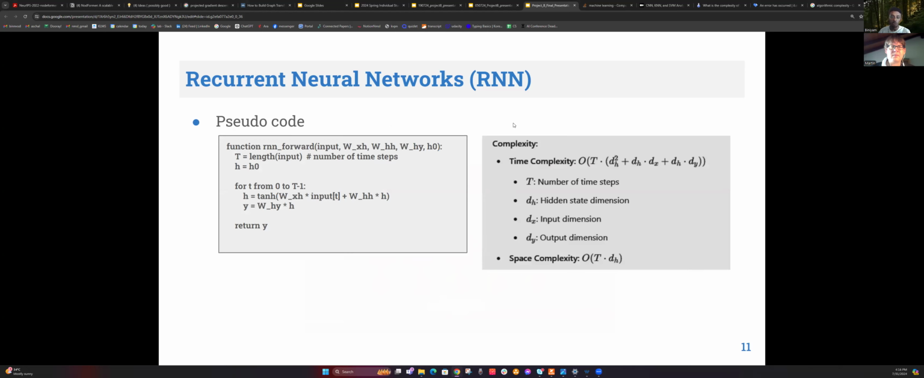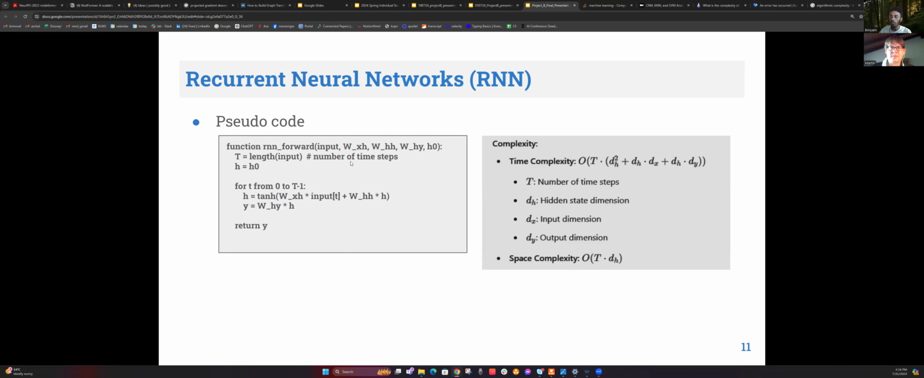So yeah, the pseudocode. The time complexity of RNNs is influenced by several factors, including the number of time steps, the hidden state dimension, which is dh here, the input dimension dx, and the output dimension dy for each time step. The RNN performs operations to update the hidden state and compute the output. Specifically, the time complexity for a given time step, or at one instant, can be computed as O of dh times (dh plus dx plus dy). And this is because of the matrix multiplications we showed earlier.